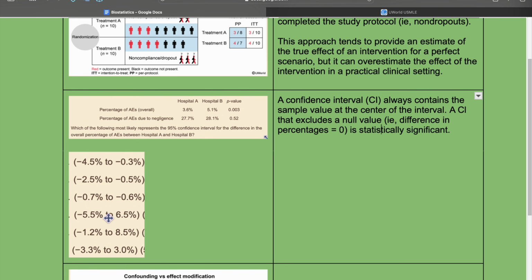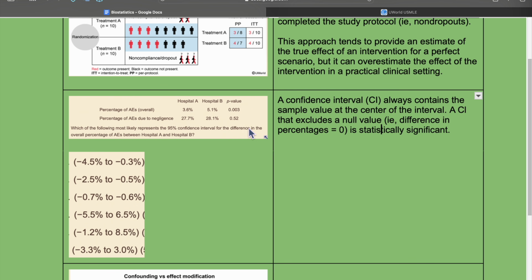So let's go over this. Hospital A, B, and p-value, percentage of adverse effect, and percentage of adverse effect negligence. Okay, which of the following most likely represents the 95% interval for the difference in the overall percentage of AEs between hospital A and hospital B? Okay, so we have hospital A, hospital B, p-value, right? So the p-value here is 0.003, which is significant, but this is not, so we do not care about that.